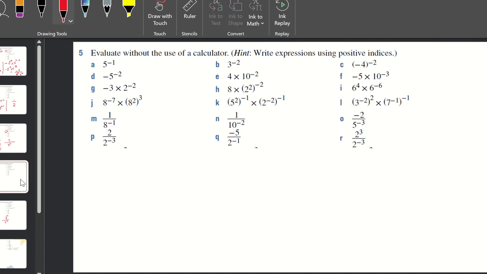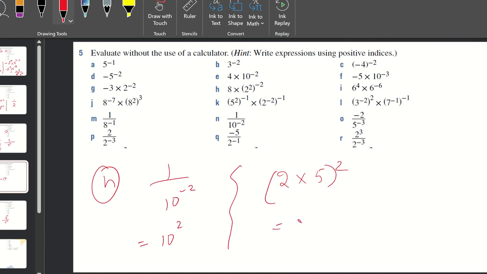Okay, now let's look at N. N is 1 over 10 to the power of minus 2. That becomes 10 squared if you take it to the top, and your 10 squared is 2 times 5 whole squared. So it's 2 squared times 5 squared. Your bases have to be prime. Okay, so that's why you do that. So all these questions, that's what you're doing. Take everything to the top. Remember, if there's a minus in front of the number, it's not the same as to the power of minus 1. Okay, so that's what you have to remember.